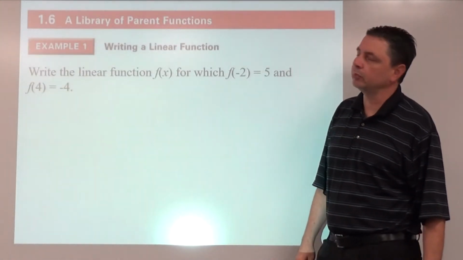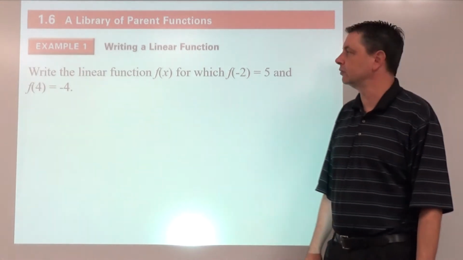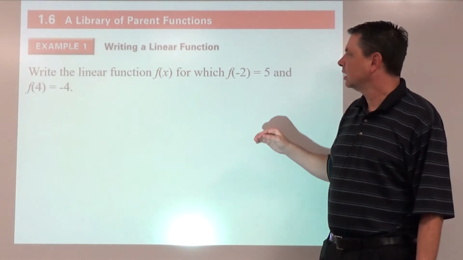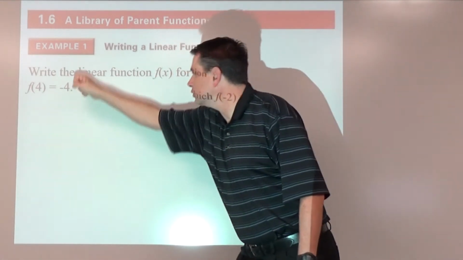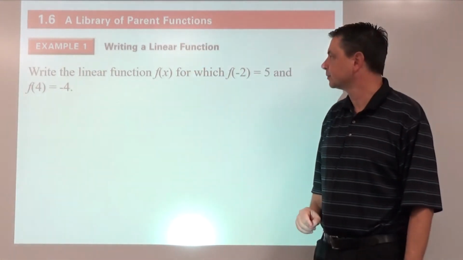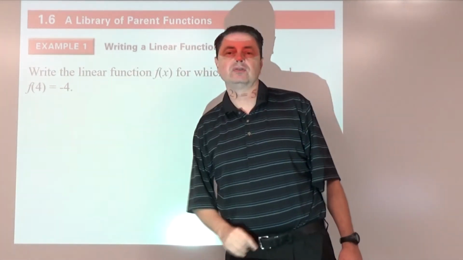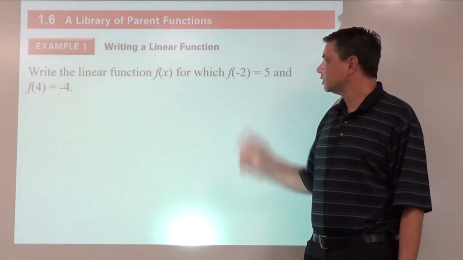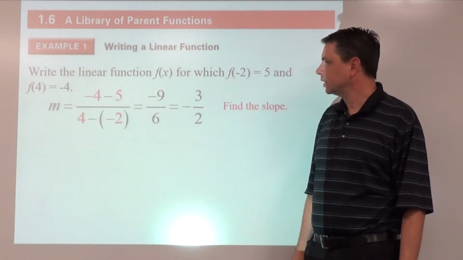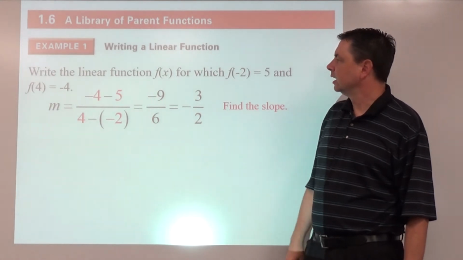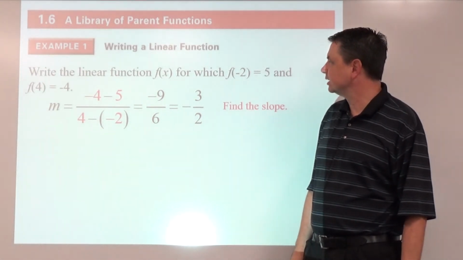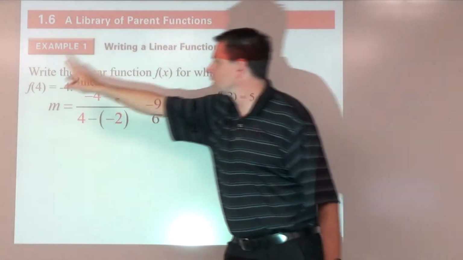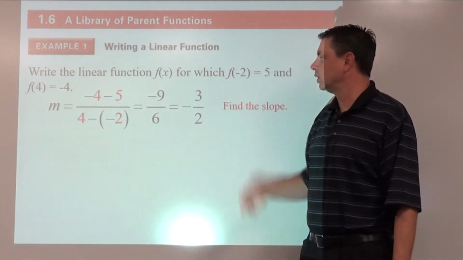All right, this is lesson 1.6, a library of parent functions. So we'll start with just a linear function where we're given some information. We're given 2 function values, and we know that it's linear. Given the fact that we have 2 function values, we can find the slope of the line using the slope formula. So the slope formula, m, or slope, is equal to y2 minus y1 over x2 minus x1.